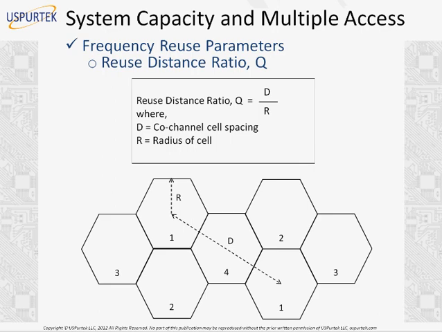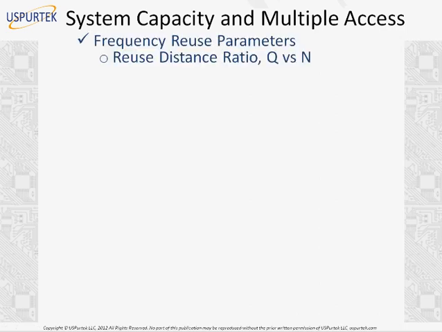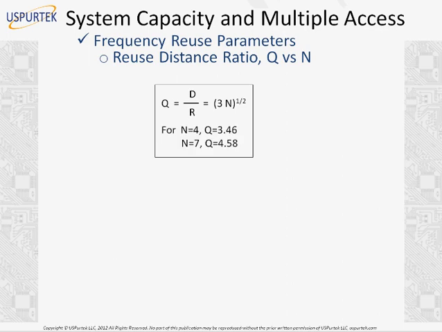We use distance ratio, Q. Now this is defined as the ratio of the co-channel cell spacing and the radius of the cell. Now you see in the picture how we measure D. It's the co-channel cell spacing. What is the co-channel? Here number 1 is reused again after skipping one cell site. So the distance between the two cells using the same frequency is called the co-channel cell spacing, and the radius of each cell is R. So reuse distance ratio is defined as the ratio of D and R, co-channel cell spacing and radius of cell. Now this is an interesting parameter. This will help us understand what happens if n is large or small.